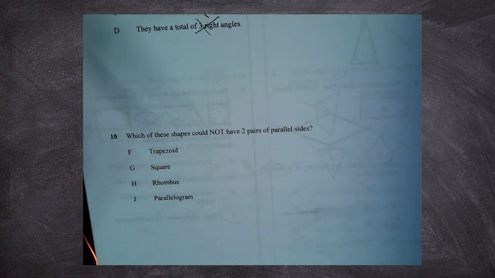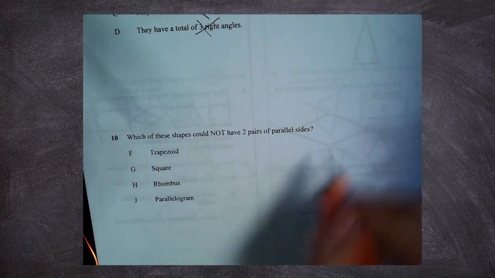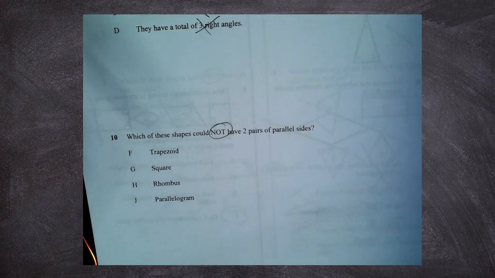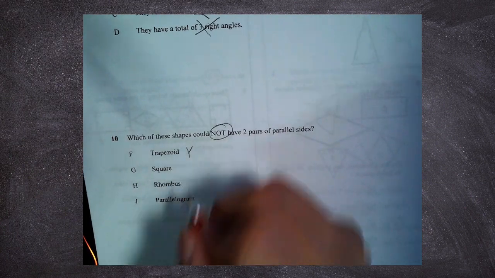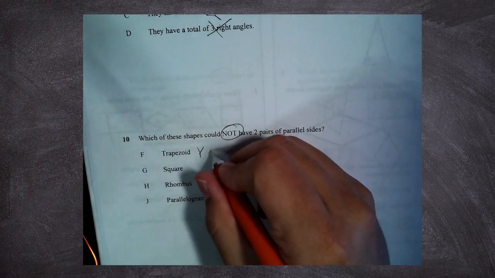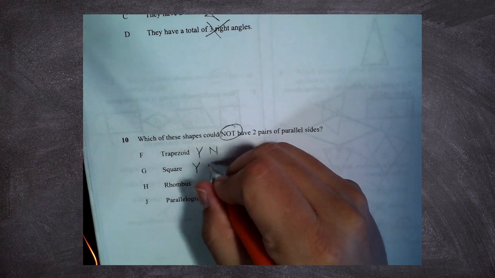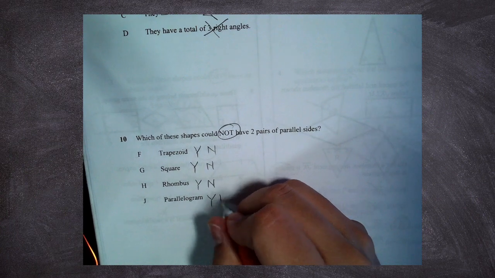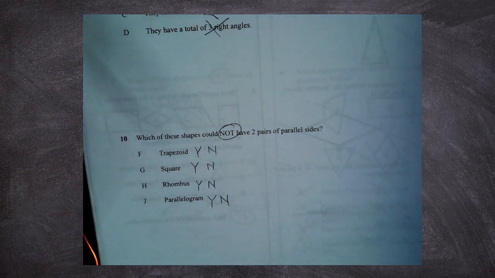Question 10. Which of these could not have 2 pairs of parallel sides? They said not, so next to all of my answer choices I'm going to set it up so that way they can't trick me. Yes and no. Yes and no. Yes and no. Yes and no. And again, they're asking me about shapes, but they don't give me a picture. They don't give me a picture, I'm going to make my own.